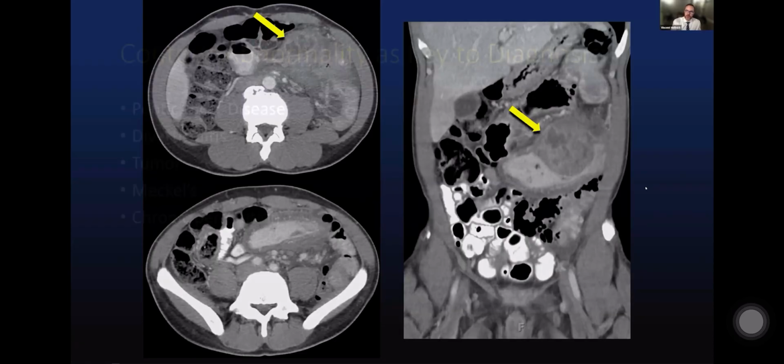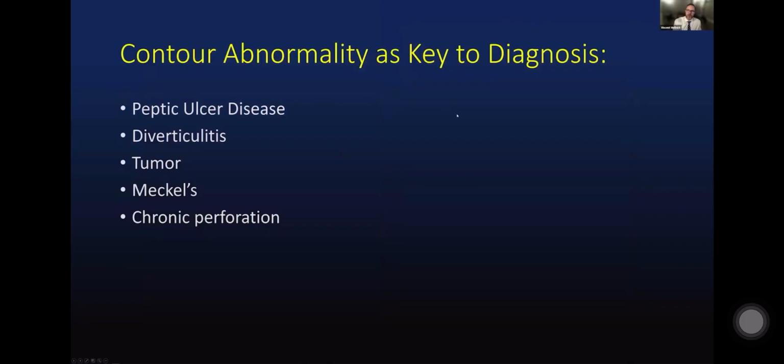So when you see a contour abnormality on an emergency CT, patient presenting with abdominal pain, think about peptic ulcer disease, especially in the duodenal bulb. Remember post-bulbar ulcers to think about Crohn's disease or Zollinger-Ellison syndrome. Think about Meckel's diverticula and more classic diverticula as well. Tumors, especially metastases, gastrointestinal stromal tumor, or if they're forming a stricture, potentially a primary adenocarcinoma, and occasionally chronic perforation can cause this presentation as well.